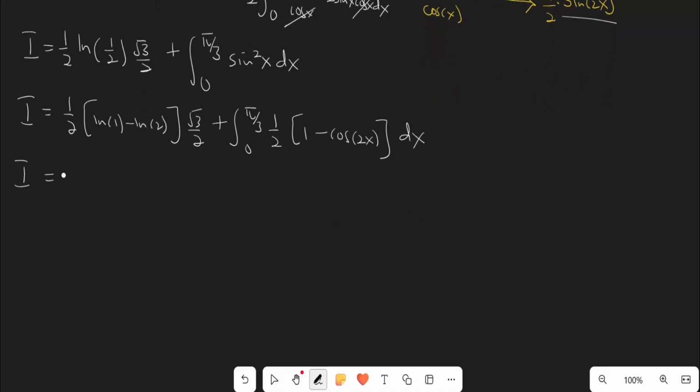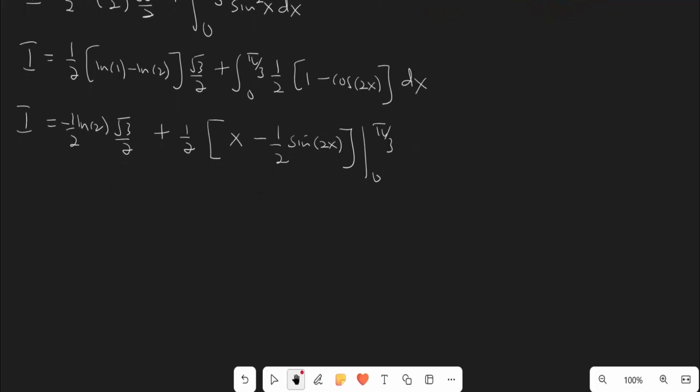ln of 1 is 0, right? So ln of 1 is 0. That is going to be negative ln of 2. So that's going to be negative 1/2 ln of 2 multiplied by the square root of 3 over 2 plus 1/2 is constant, comes in front here. Then we are integrating 1 in the x world, which is x, minus integrating cosine of 2x. That is 1 over 2 sine of 2x, like what we did earlier on. Then we take the limits of integration from 0 to pi over 3.